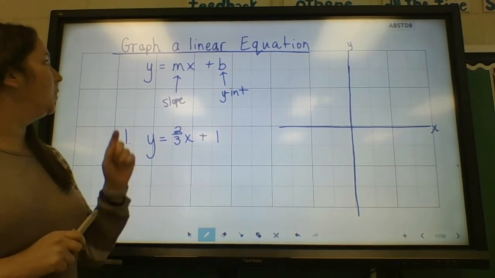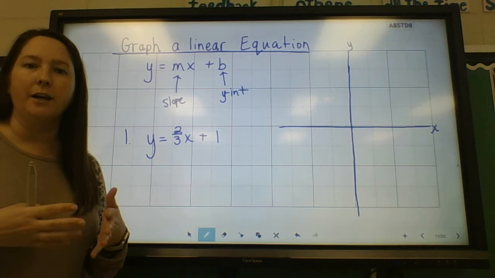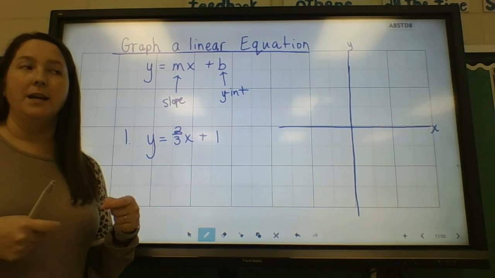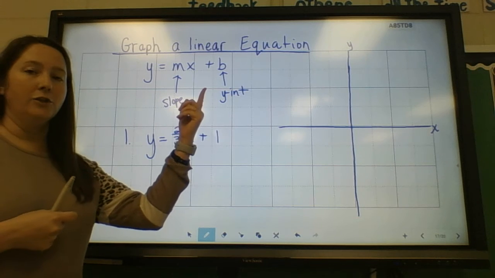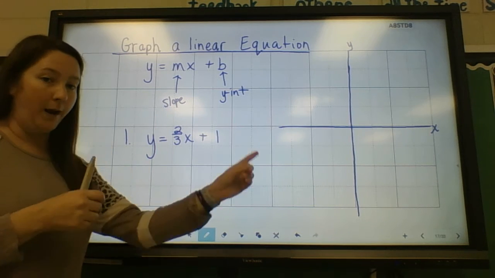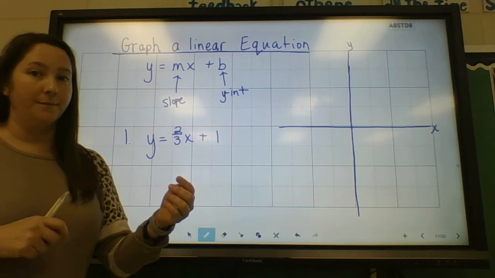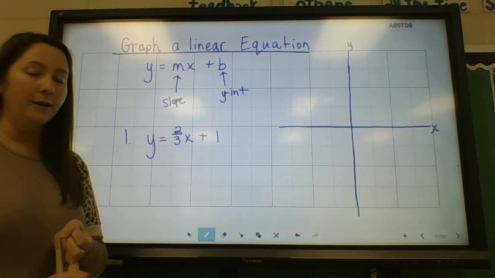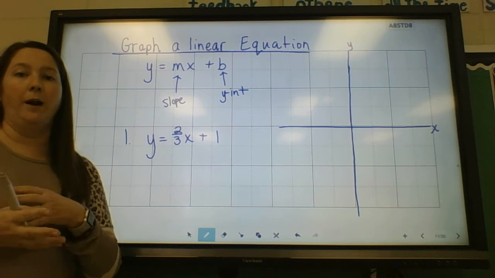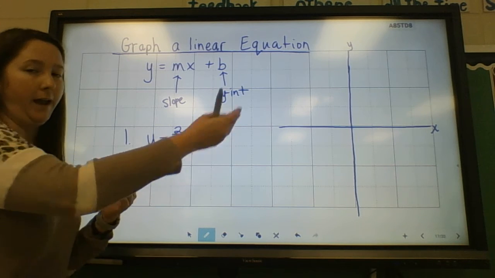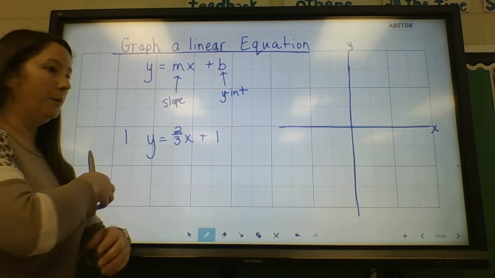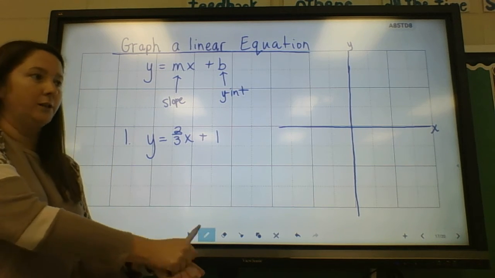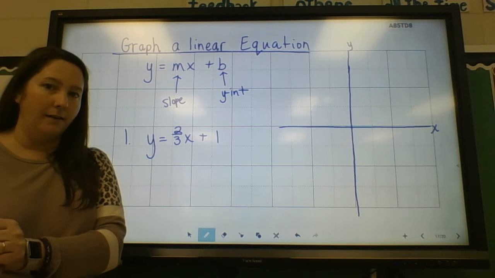This is on graphing a linear equation. A linear equation is an equation that forms a graph that makes a straight line. So we've been doing slope with rise over run. We've been doing y-intercept, which is where the graph crosses the y-axis. And so now we're going to tie everything together from solving equations and graphing the lines.